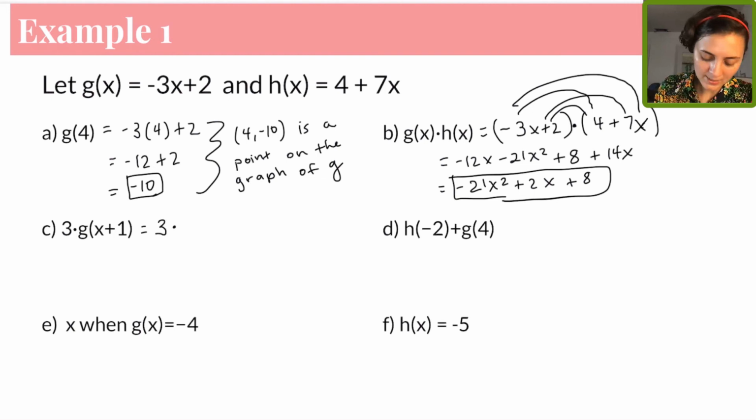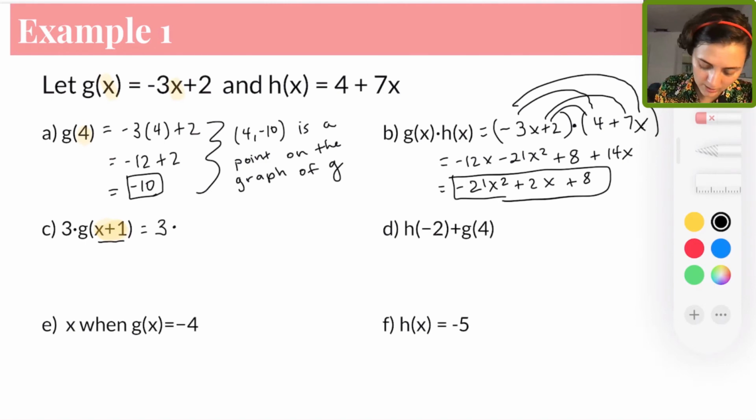And now I can see that my input into G is x plus 1. So this whole thing is my input. So it's very similar to when I had the input of 4, and so I just replaced x with 4. But now my input is x plus 1. So wherever I saw x before, I want to replace the x with x plus 1. So that'll look like this.